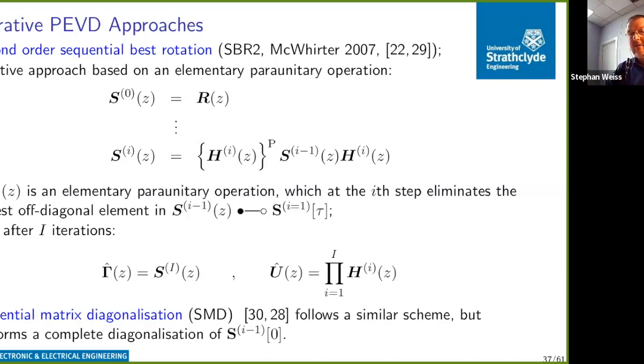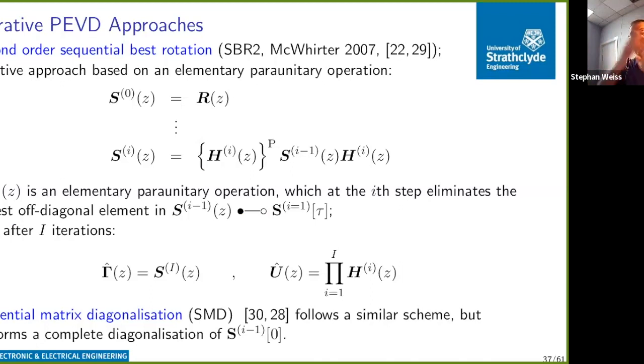The initial algorithm that John and one of the researchers, Soydan Redif, came up with is the second order sequential best rotation algorithm, or SBR2 algorithm. And it's an iterative algorithm. You basically start with the covariance matrix and maybe imagine this matrix in the time domain. So the notation here is in the Z domain, but it really is a time domain method.